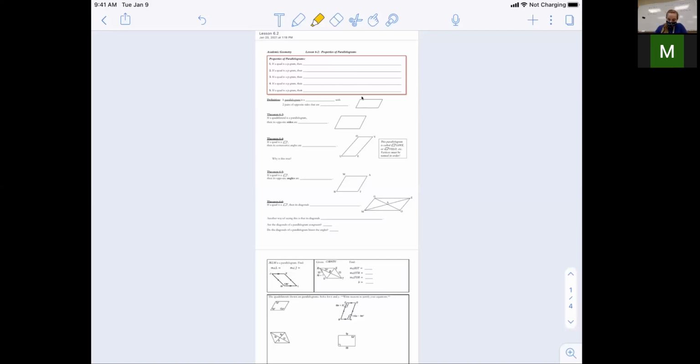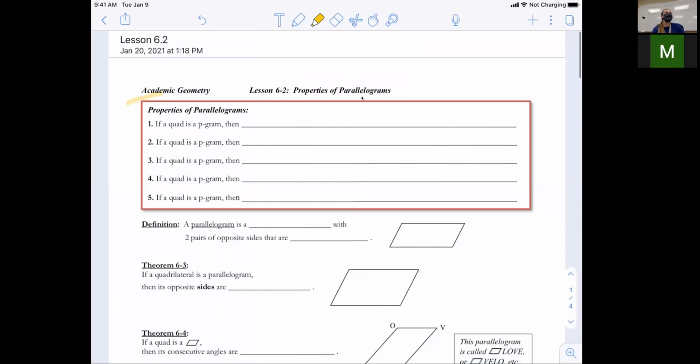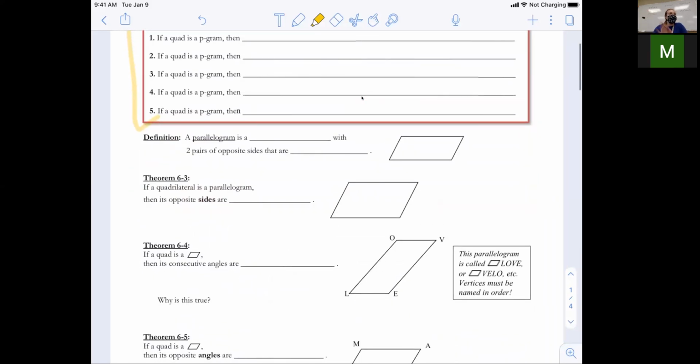We're actually going to skip this first box right now. That's going to be like the Spark Notes that we make at the end. So just leave that one blank and we'll come back and fill that back in. We're going to learn, I think, 5 things today about parallelograms.